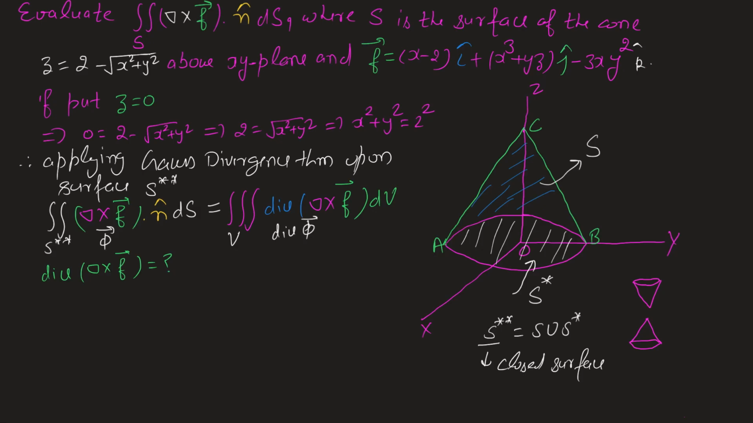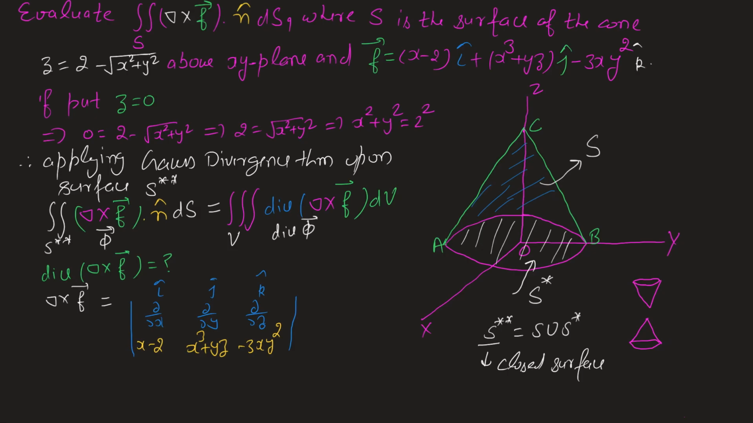Firstly, let me calculate del cross F. For this I am going to write over here i cap, j cap, k cap, then the components of del: curly by curly x, curly by curly y, curly by curly z, and then the components of F. These are the components of F: x minus 2, x cube plus yz minus 3 y square.